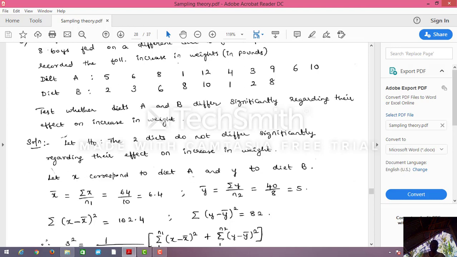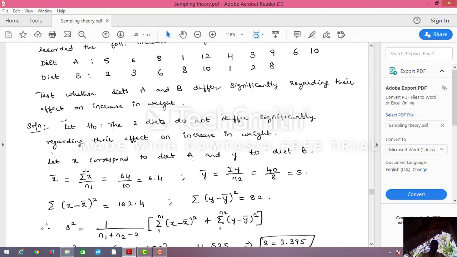See here, let x correspond to diet A and y to diet B. X bar equals summation of x divided by n1. Summation of x is 5 plus 6 plus 8 plus 1 plus 12 plus 4 plus 3 plus 9 plus 6 plus 10. If you add all that, you will get the summation as 64, divided by n1 which is 10. 64 divided by 10 is 6.4.